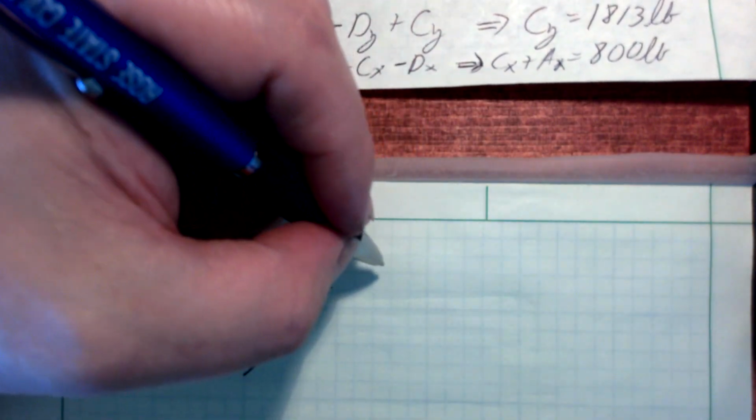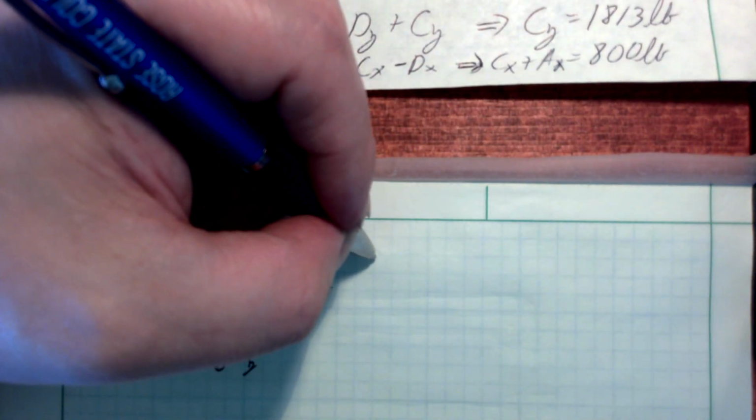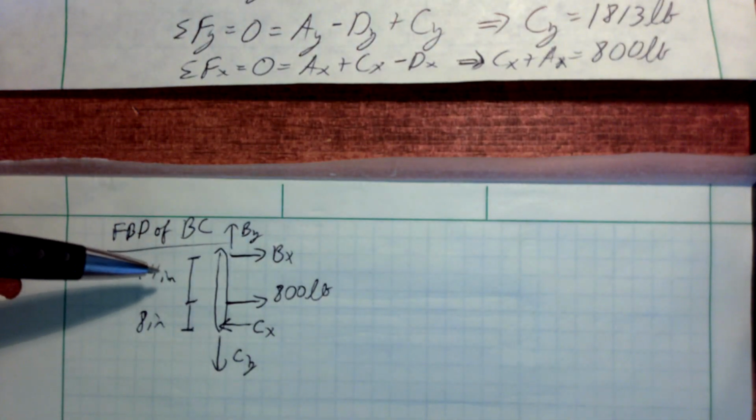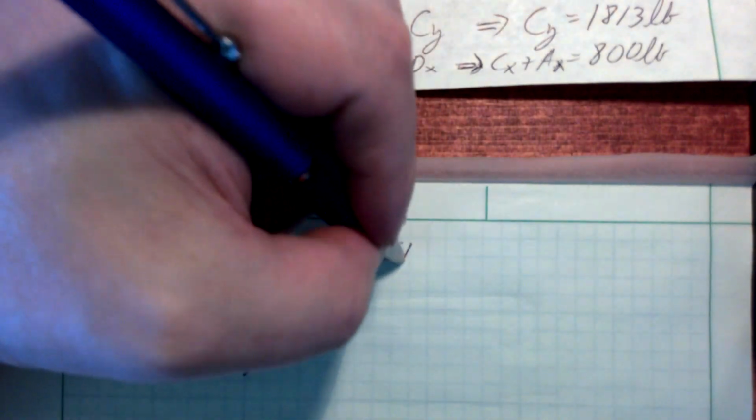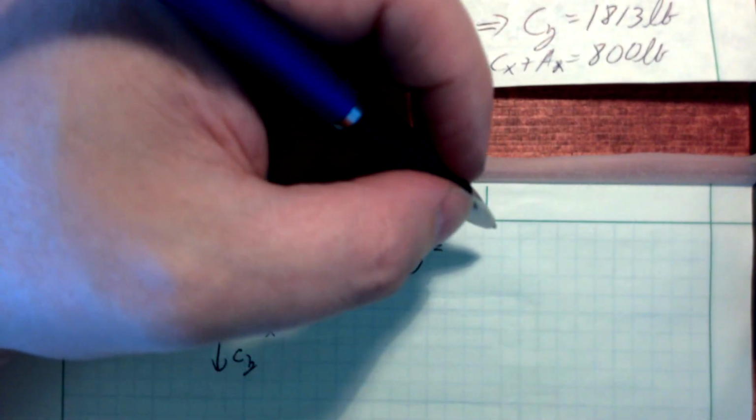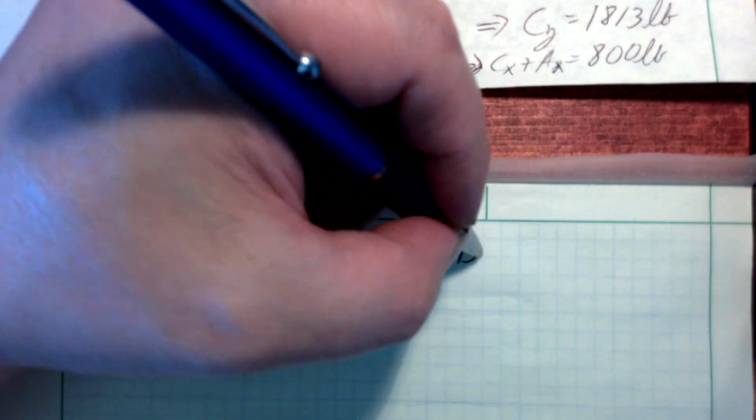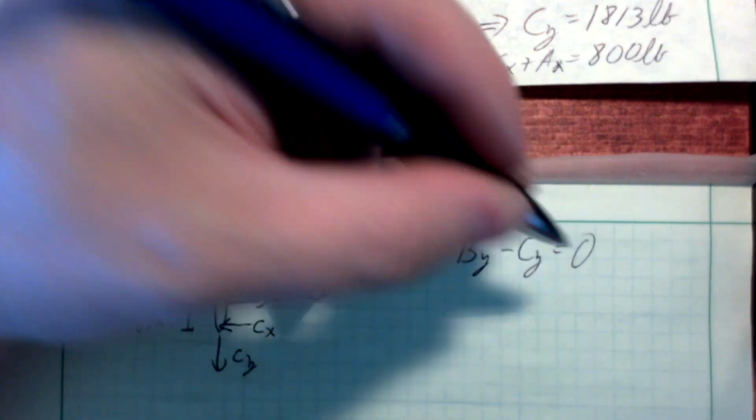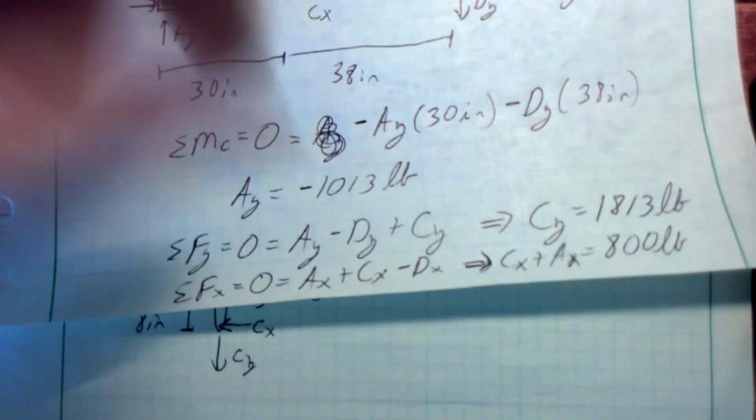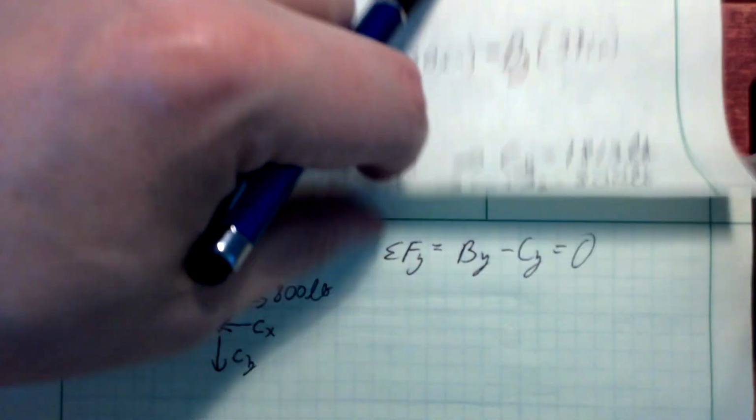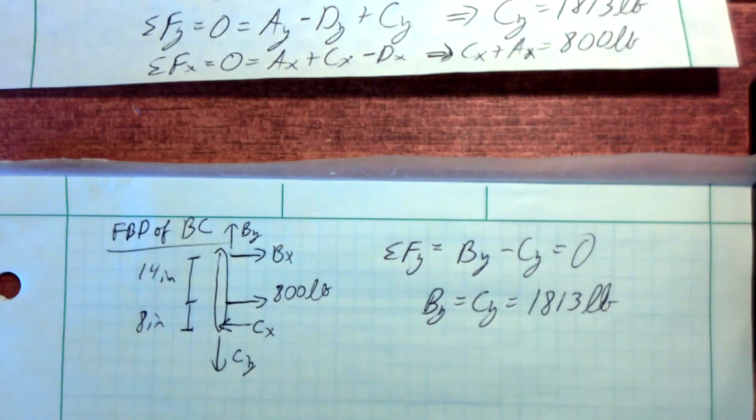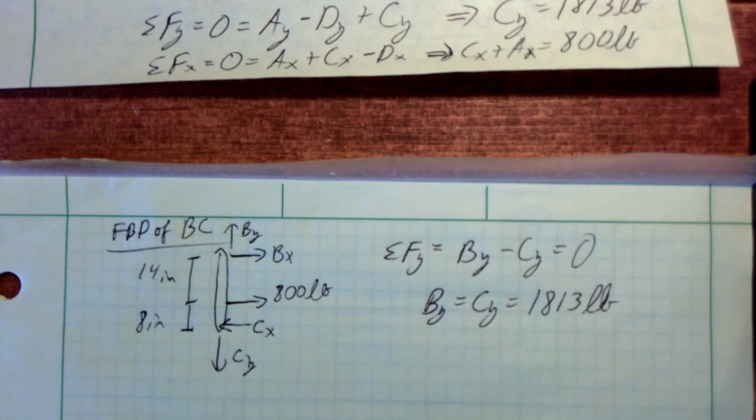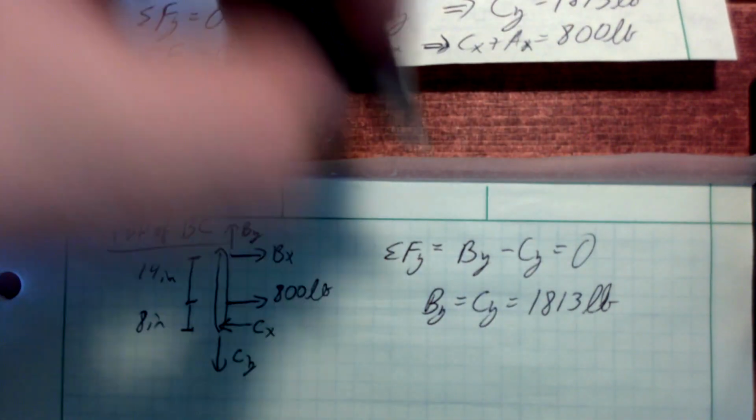And so if I write equations here, well, what equations should we write? I could write sum of forces in the y direction. That'd be easy. Sum of forces in the y direction, that is BY minus CY, is going to add up to 0, and I have a value for CY, 1813 pounds. So that tells me BY is equal to CY, which is 1,813 pounds. Known value. So that's one of our answers we're looking for.